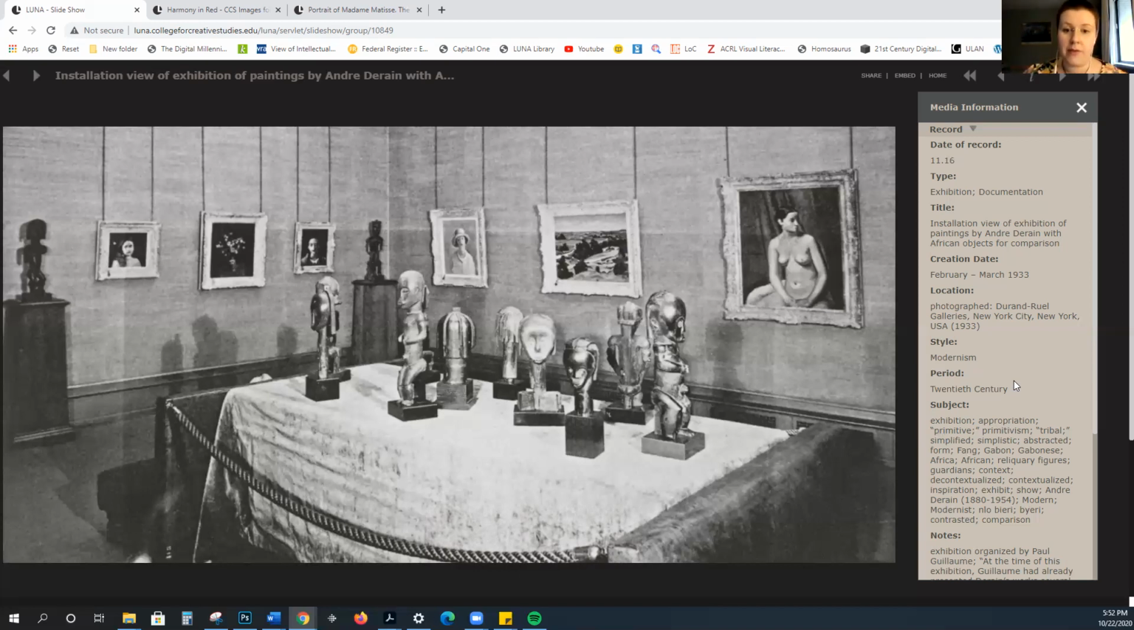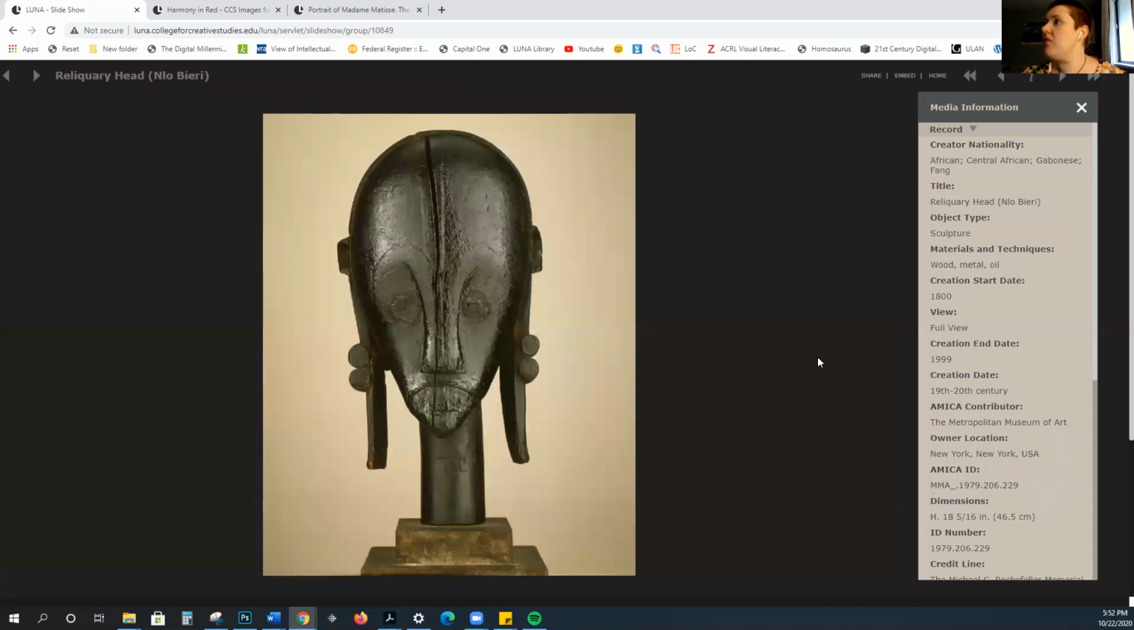They have a purpose. And this is the reliquary head, or nlo-biere, of the Fang people. This is at the Metropolitan Museum of Art. And these are the sorts of artworks that artists are being exposed to that heavily inspire modernism in the early 20th century.